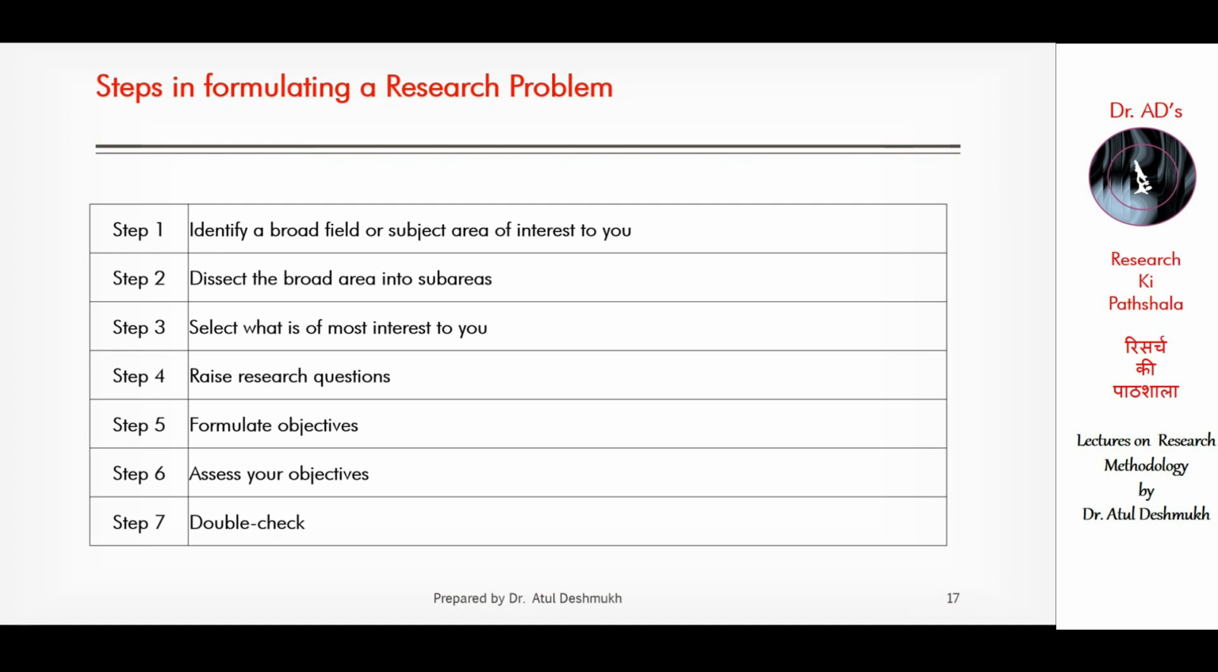So, formulation of objectives and assessing objectives. Now you double check everything. You double check your research problem. You see the area of your interest, dissect the area. All things you double check and you finalize your research problem.